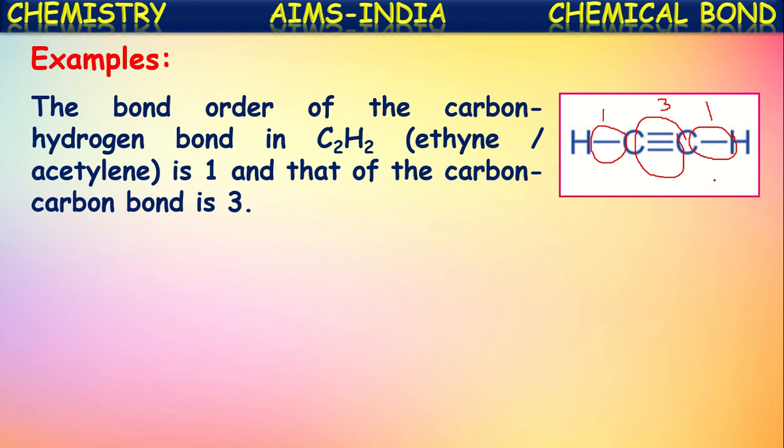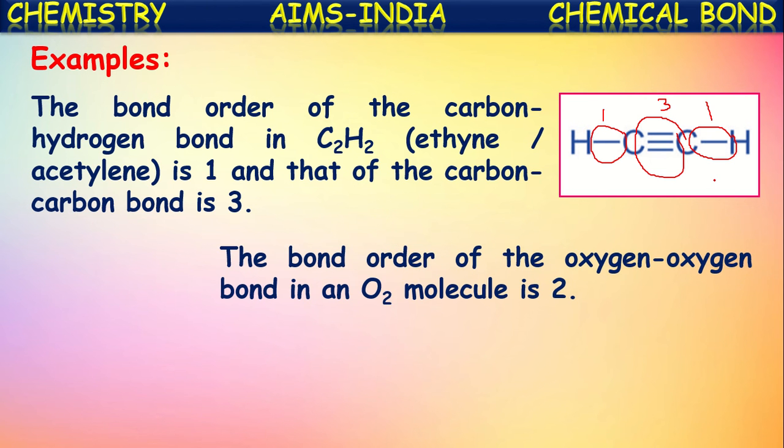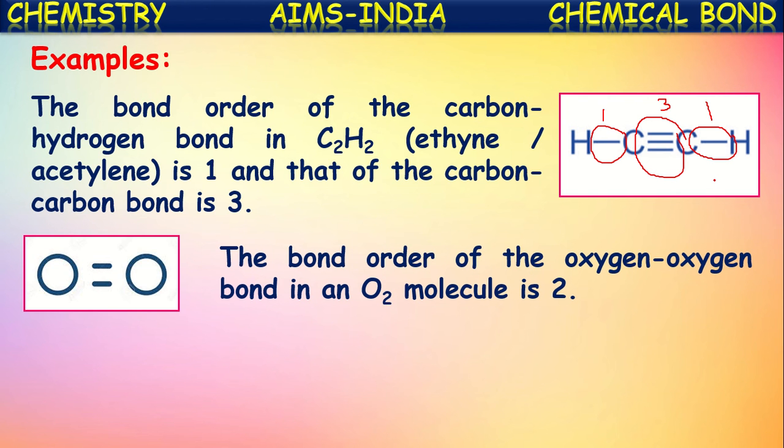In the same way, if you see one more example, the bond order of the oxygen-oxygen bond in the oxygen molecule is 2 because between two oxygen atoms there is sharing of two pairs of electrons. Both the atoms contribute 2 electrons for sharing, and hence both the oxygen atoms share two pairs of electrons between them in the formation of the oxygen molecule. Hence the bond order is said to be 2 here.